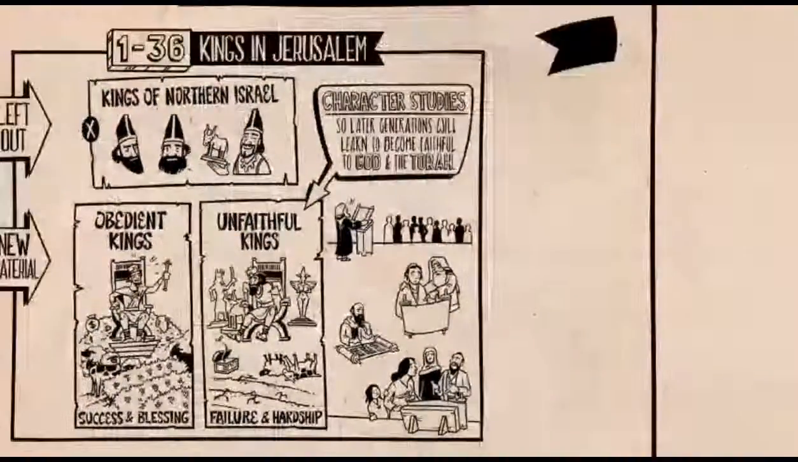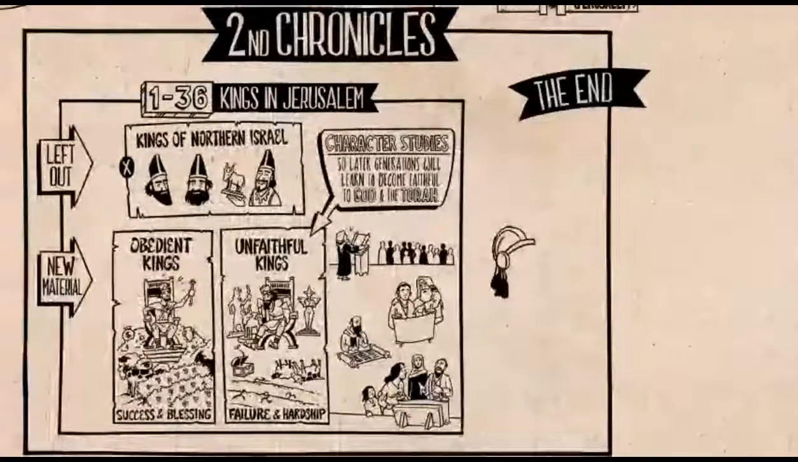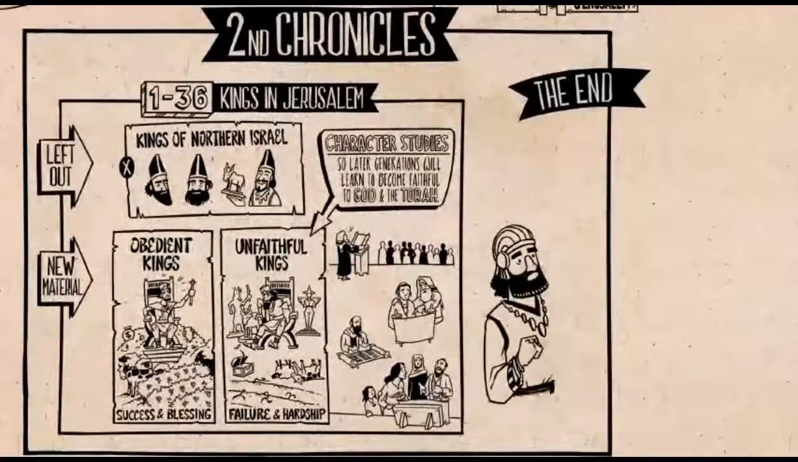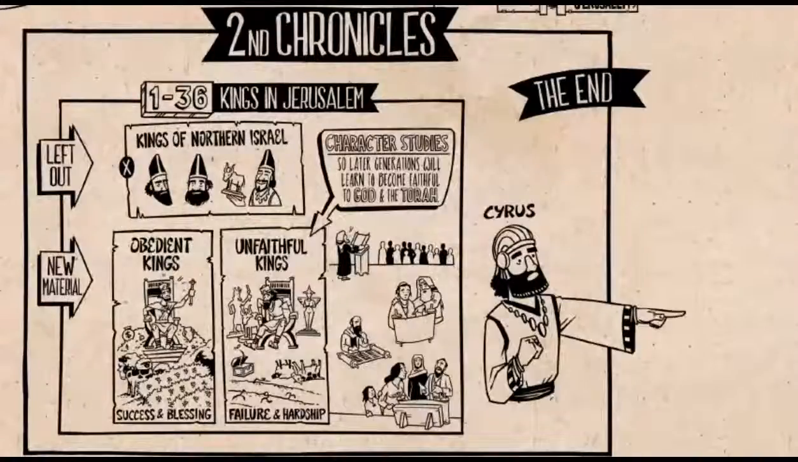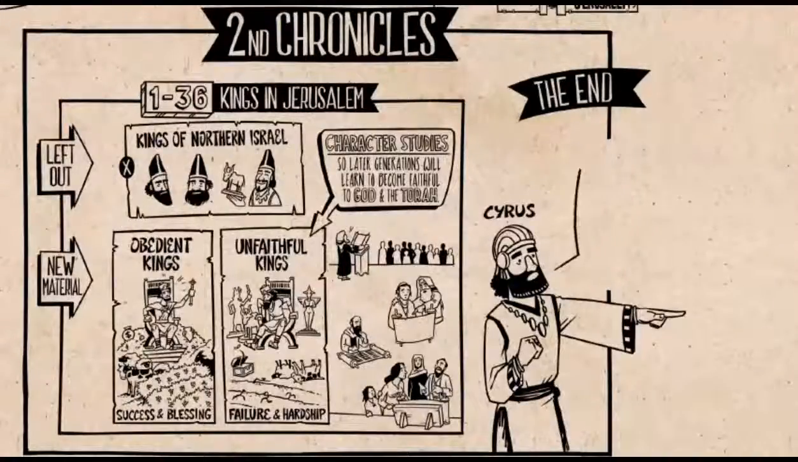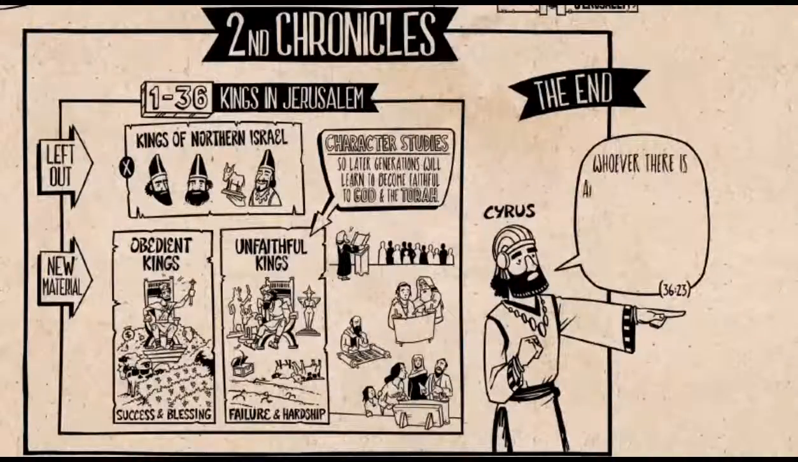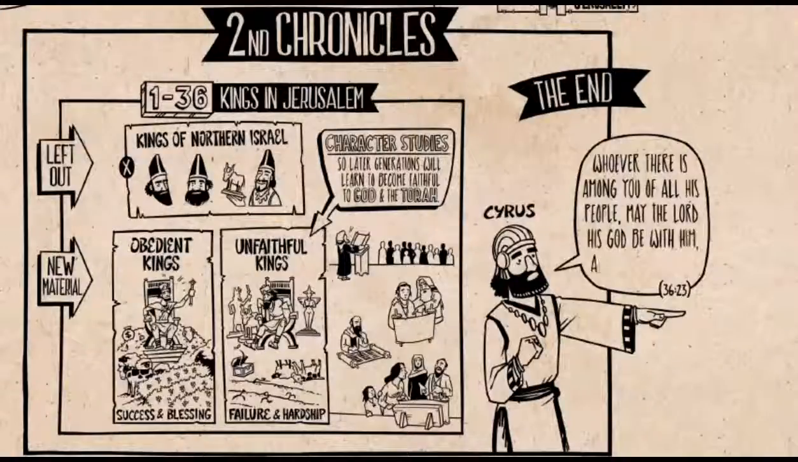Now, the book's conclusion is really unique too. At the very end of the book, the king of the Persians is named Cyrus, and he tells the Israelites that they can go back home, return from exile, rebuild the city and the temple. And he says, last line of the book, "Whoever there is among you, of all his people, may the Lord his God be with him, and let him go up." And that's how the book ends, with an incomplete sentence.